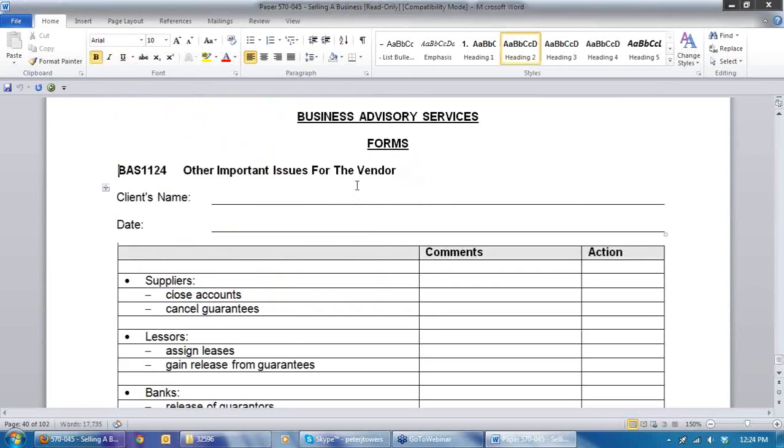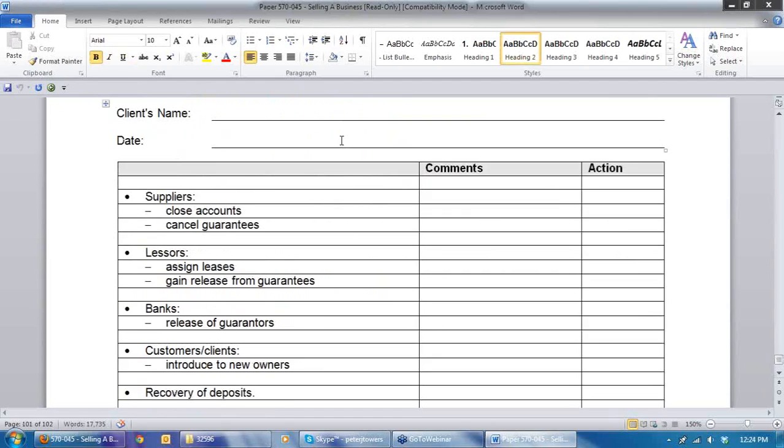And we've listed some important issues from the vendor: closing accounts with suppliers, and in particular cancelling guarantees. I'm sure we've all heard stories and know situations where someone has sold out of a business and 4 or 5 years later someone comes and produces their guarantee and demands payment because something's gone wrong in the business, and they omitted to retrieve their guarantee when they sold out of the business.